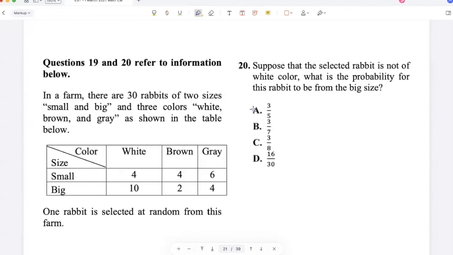Okay, same data. Suppose that the selected rabbit is not of white color. Okay, not of white color means, so this 14 is out of 30. So 16 is my denominator. These are the rabbits not of white color. What is the probability for this rabbit to be big size? Okay, so big size is 6. So 6 by 16, which is 3 by 8.